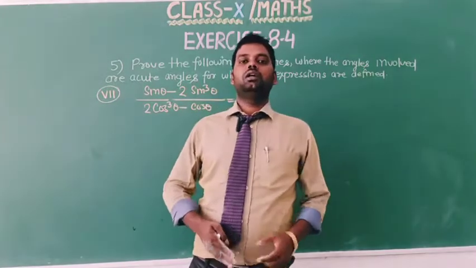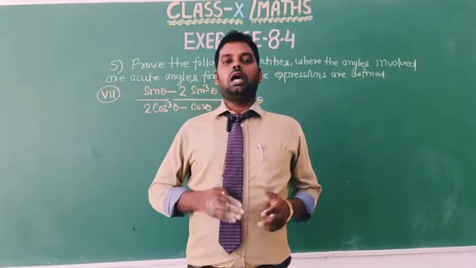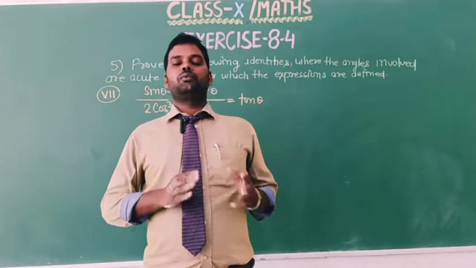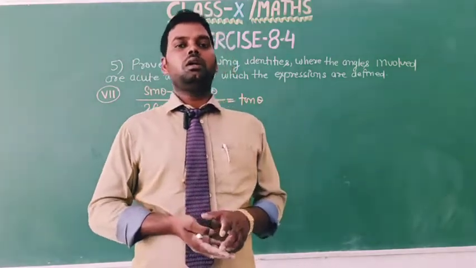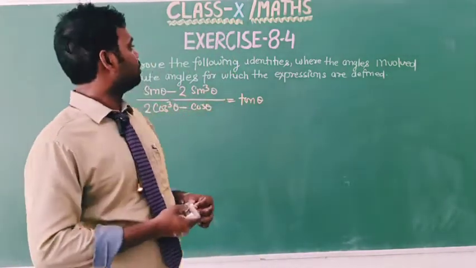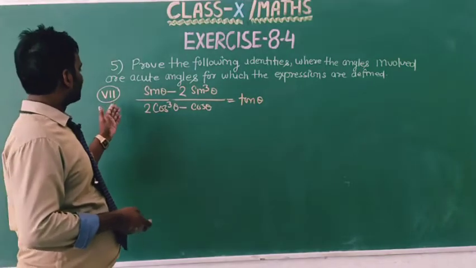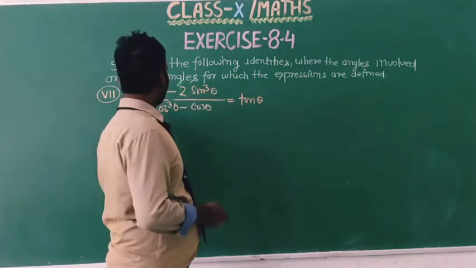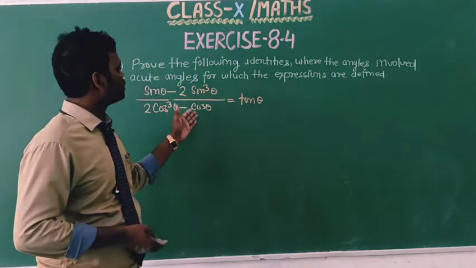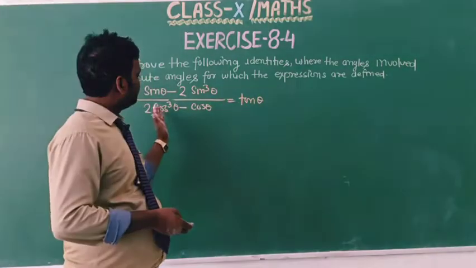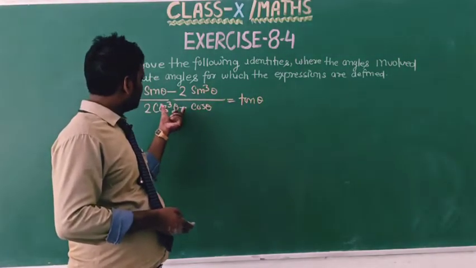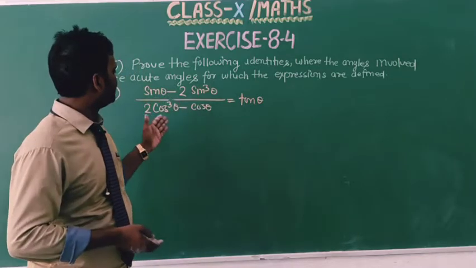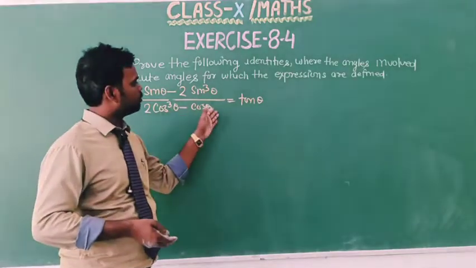Hello student, in this video I will solve exercise 8.4 from 7 part of question number 5. So this is (sin theta minus 2 sin cube theta) upon (2 cos cube theta minus cos theta) equal to tan theta. We have to prove this trigonometric identity.